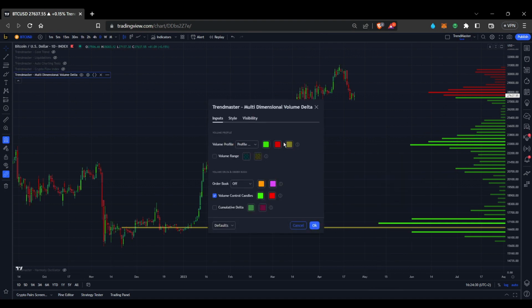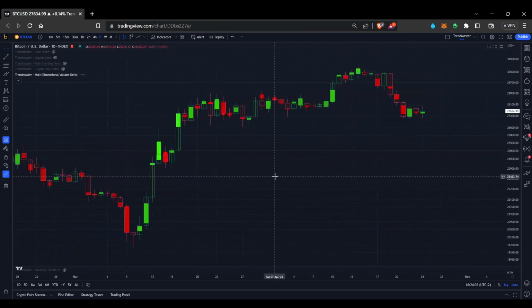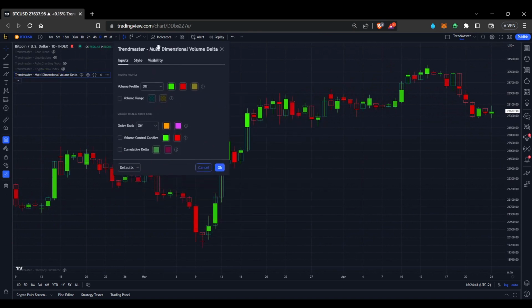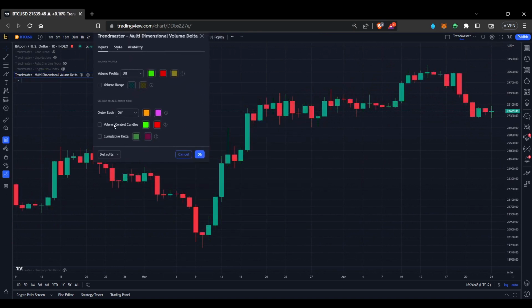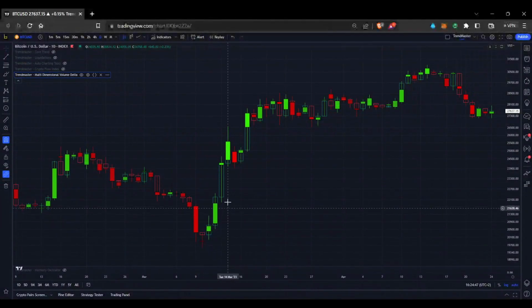I'll just remove it so we can drop down. We'll zoom in, and as you can see, the candles look a little bit different. If I turn it off, you'll see how normal candles look. I'm sure you all know what a normal candle looks like. But here we have volume control candles. Now these make the normal candles transparent and overlay these new candles, which contain 50% of that candle's volume.